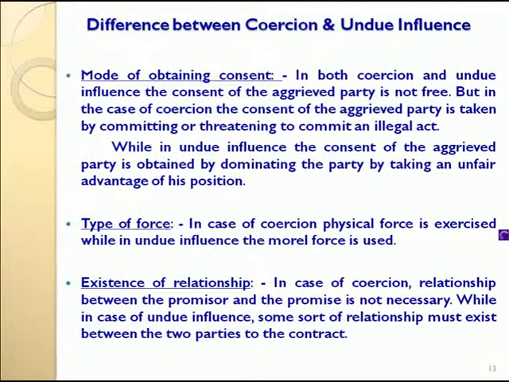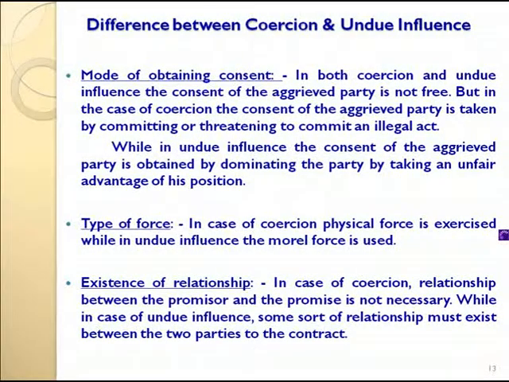Second point is the mode of obtaining consent. In both coercion and undue influence, the consent of the aggrieved party is not free. As we know, this is the similarity between them. It will never be known as free consent in both cases. But in the case of coercion, the consent of the aggrieved party is obtained by giving him a threat or doing something unlawful. But in case of undue influence, you never do anything unlawful, you never give any kind of threat, you only use your position to obtain some unfair advantage.